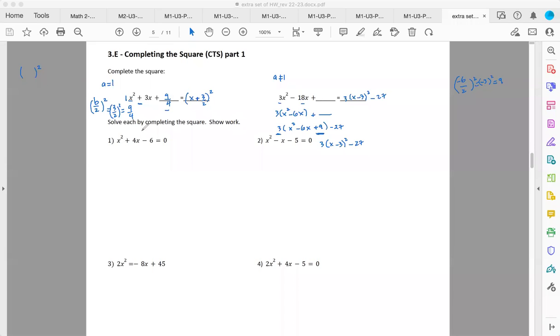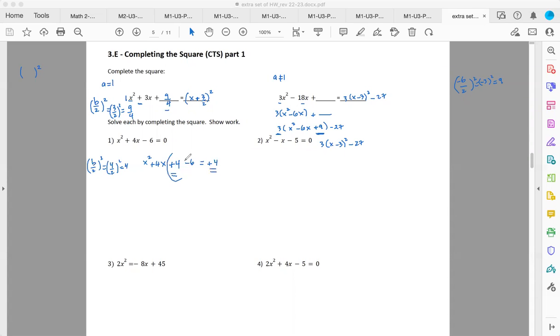I'm going to try 1 and 3. For number 1, b over 2 is 4 over 2 squared. 4 over 2 is 2, squared is 4. So 4 is the number that needs to be added. Where do I add that 4? I added it right after the linear term, right after the x, to complete the square for the first 2 terms, so that I can get a perfect square trinomial. But then drop the -6. And because I added 4 to the left-hand side, I'm going to add it to the right-hand side.